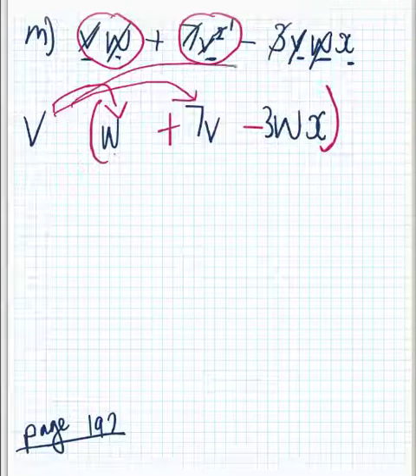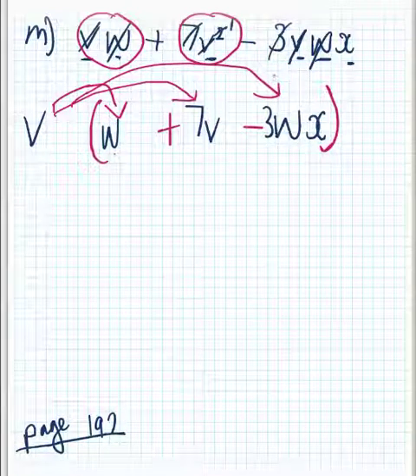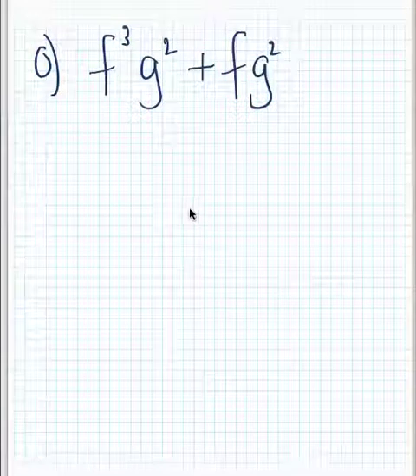And V times 3WX will give me 3WXV. Or, order doesn't matter. Okay, and that's how easy it is. All right, the next one I'm doing is O. So it asks us to factorize this one here.